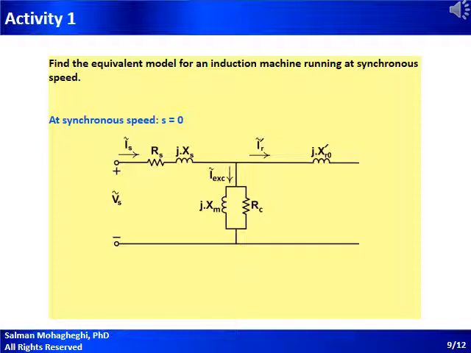And this should make sense because if an induction machine is running at synchronous speed, the relative speed between the rotating magnetic field of the stator and the rotor circuit is going to be 0. Hence, no voltages or currents are going to be induced in the rotor circuit, and in other words, there will be no developed torque. So no power is going to be delivered to the mechanical load, which is indicated in this diagram.